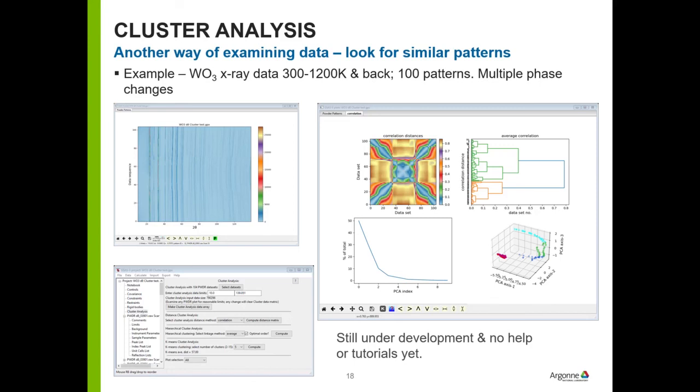Another way of representing this is to do a principal component analysis on that array, and then plot the data points as a function of the three principal components. You wind up with this three-dimensional figure that traces out where they are. This is still under development. There's no help, no tutorials. I'm still working on it.